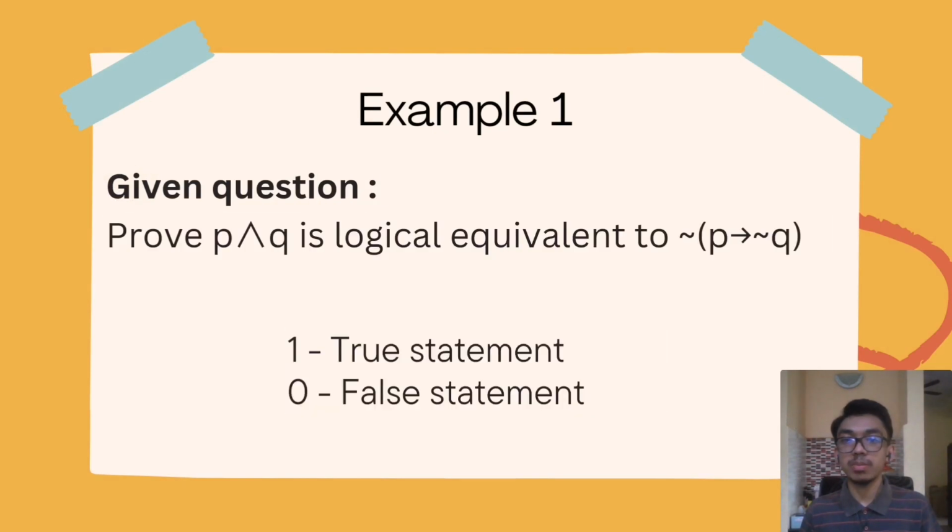So let's look at example 1. Given the question, prove P and Q is logically equivalent to negation of P implies negation of Q. For the truth values, I'll be using 1 as a true statement and 0 as a false statement in the truth table.